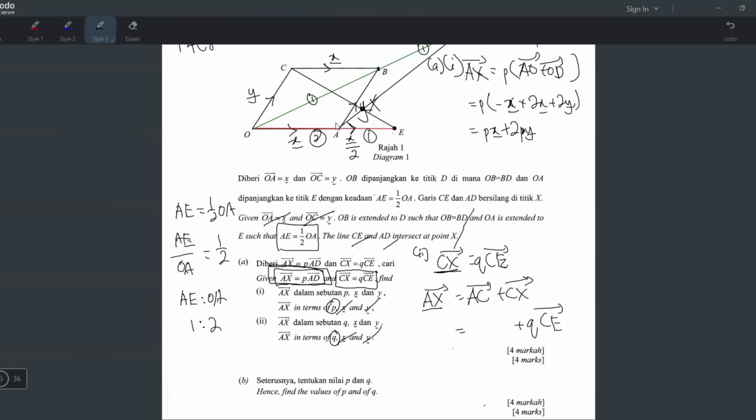Okay, A to C is what? Negative X plus Y. Okay, negative X plus Y. Because A to C is AO plus OC. So it's negative X plus Y. Yes, you have to change the sign because its arrow is in the opposite direction. Okay, so now it becomes negative X plus Y and then plus Q times the CE vector. Okay, CE vector, I can go CO plus OE. So OC is Y, CO will be negative Y, plus X over 2. So it will be negative Y plus 1X plus 1 over 2X, which is plus 3 over 2X. Yeah, you can use your calculator. 1 plus 1 over 2 is 3 over 2.